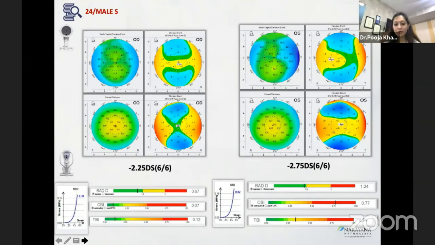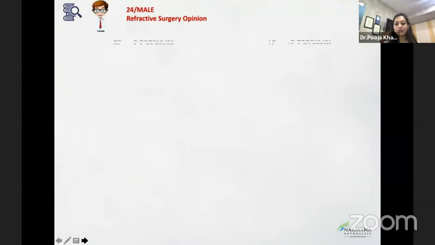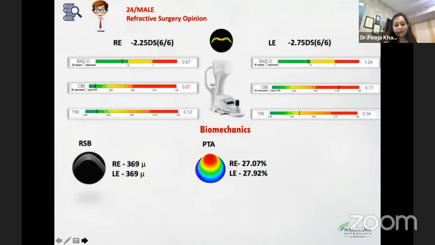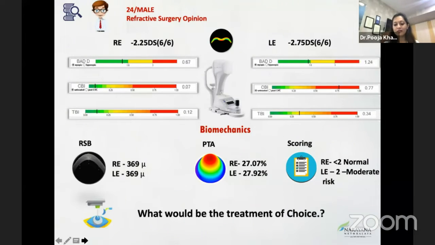So this is the second case. Again, similar looking topographies, normal topographies, thickness is 515. In one eye, all the indices are normal, but the left eye CBI is suspicious, and that's why your TBI is suspicious. So if we go to the next step, RSB is good, PTA is good, your scoring is normal and moderate risk. So what would be the treatment of choice? And the power is, of course, minus 2.25 and minus 2.75. But the TBI is 0.77. So would you go ahead and do this case or not?